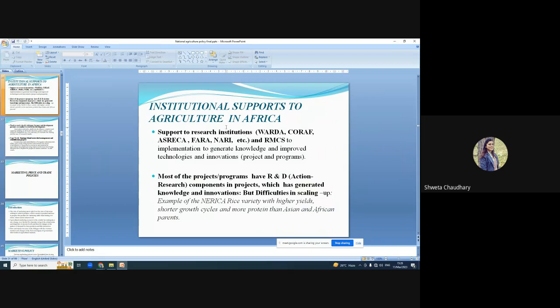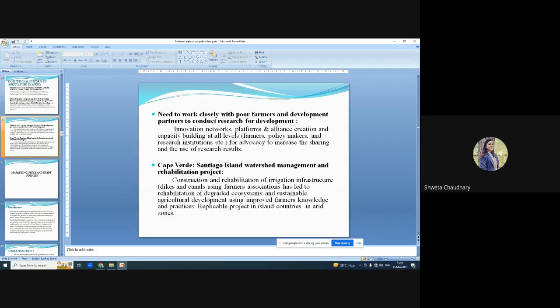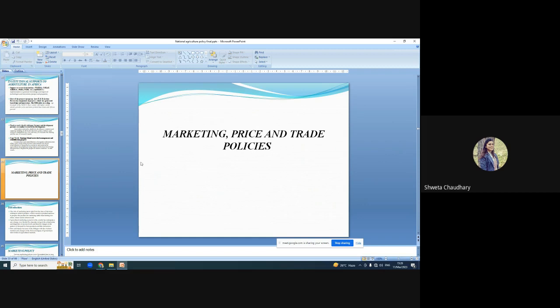So these are the research institutions. Like we have ICAR, you are having WADA, CORAF, FARA, NARI. Most of the project programs have R&D components in the project. So these are the agencies that undertake various research and development projects in Africa. They need to work closely with poor farmers and development partners to conduct research for development. So these are the different agencies. Now come to marketing, price and trade policies.